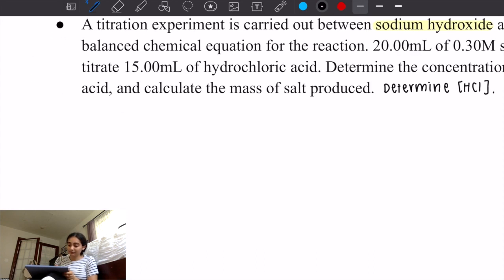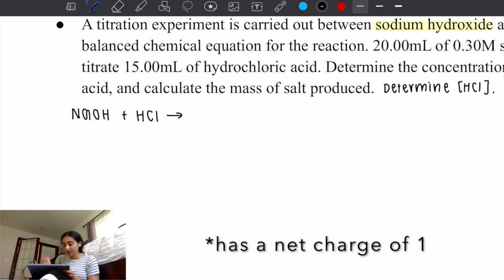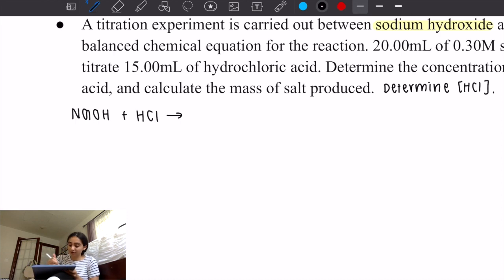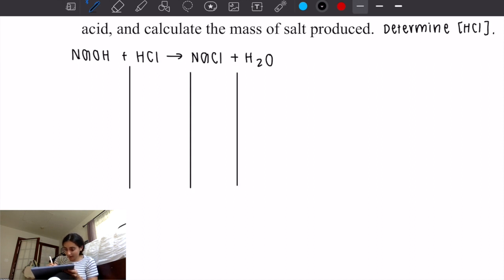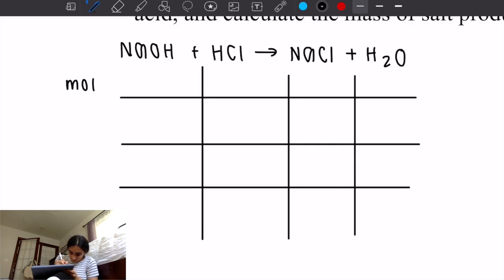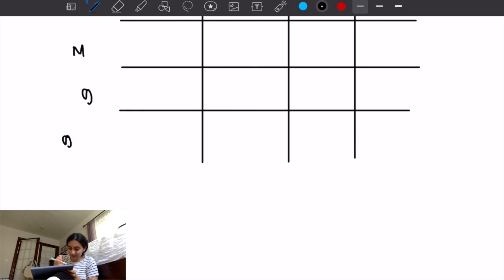So I'm first going to write out my balanced chemical equation. I have sodium hydroxide and hydrochloric acid, and this is perfect because everything here is a +1 charge. So this is going to be an easy neutralization reaction where we're going to get NaCl and H2O. Now I'm going to draw out my table. I'm going to put moles, concentration, mass, and molar mass.